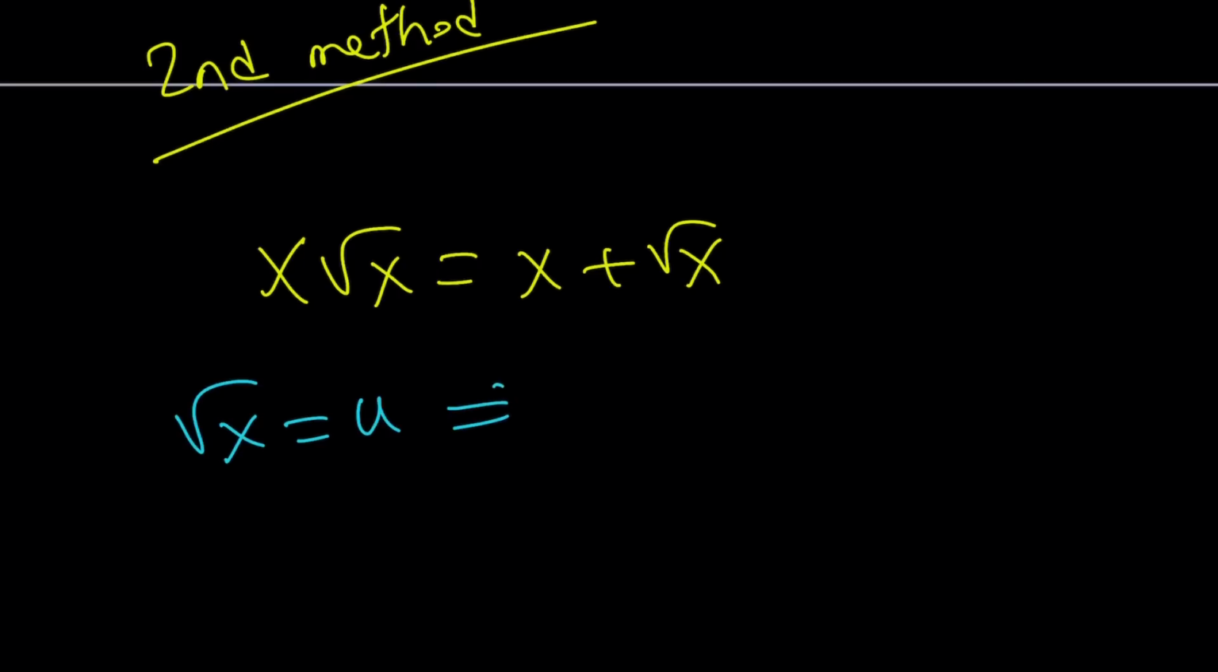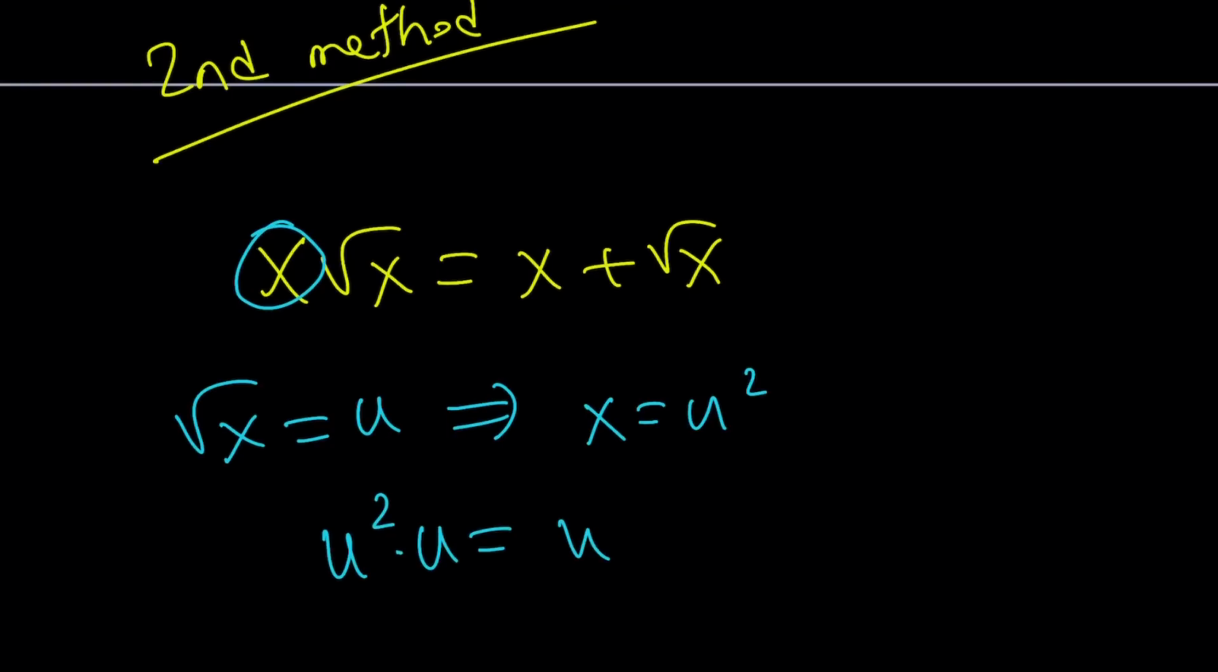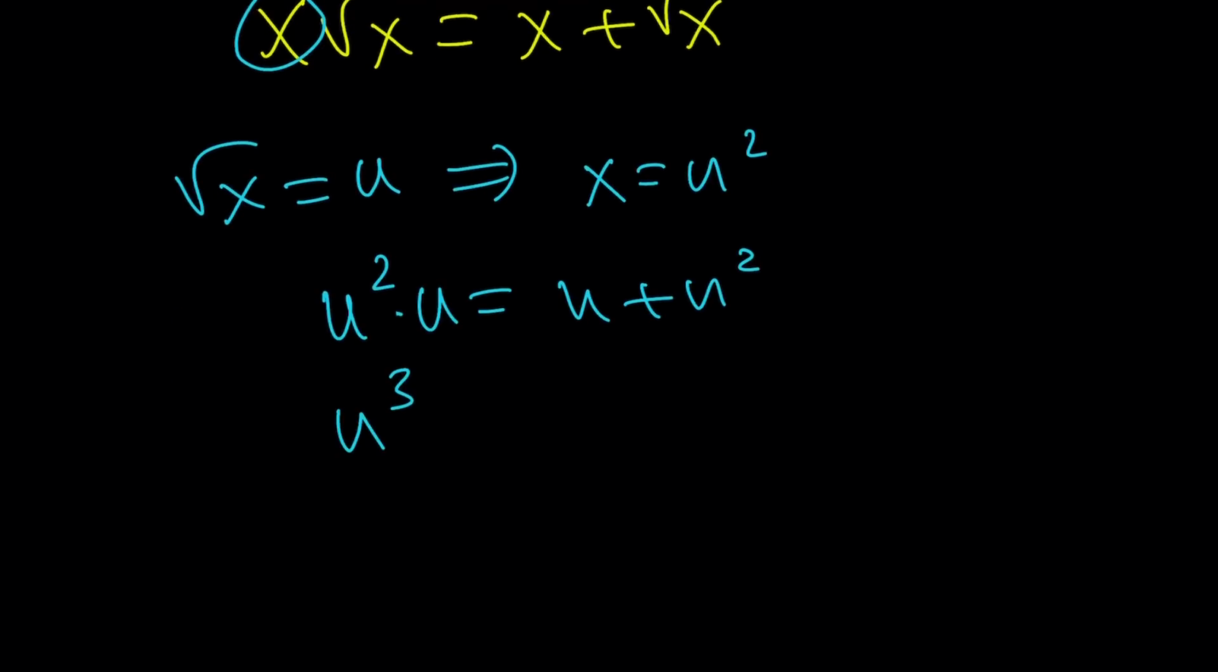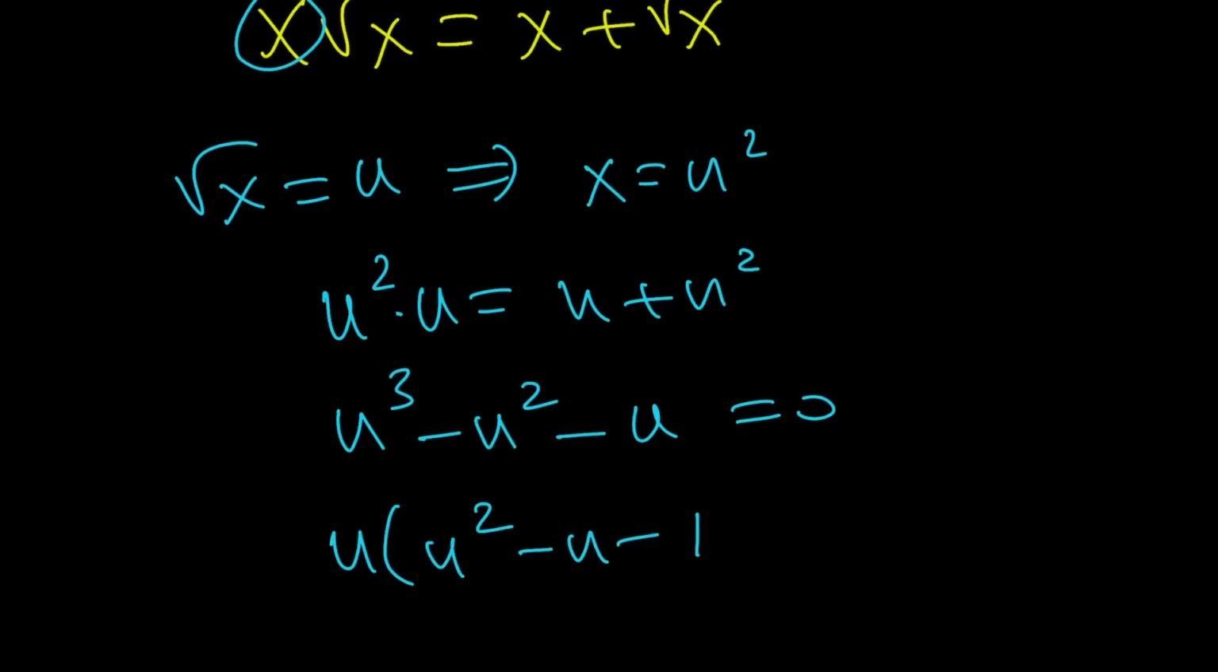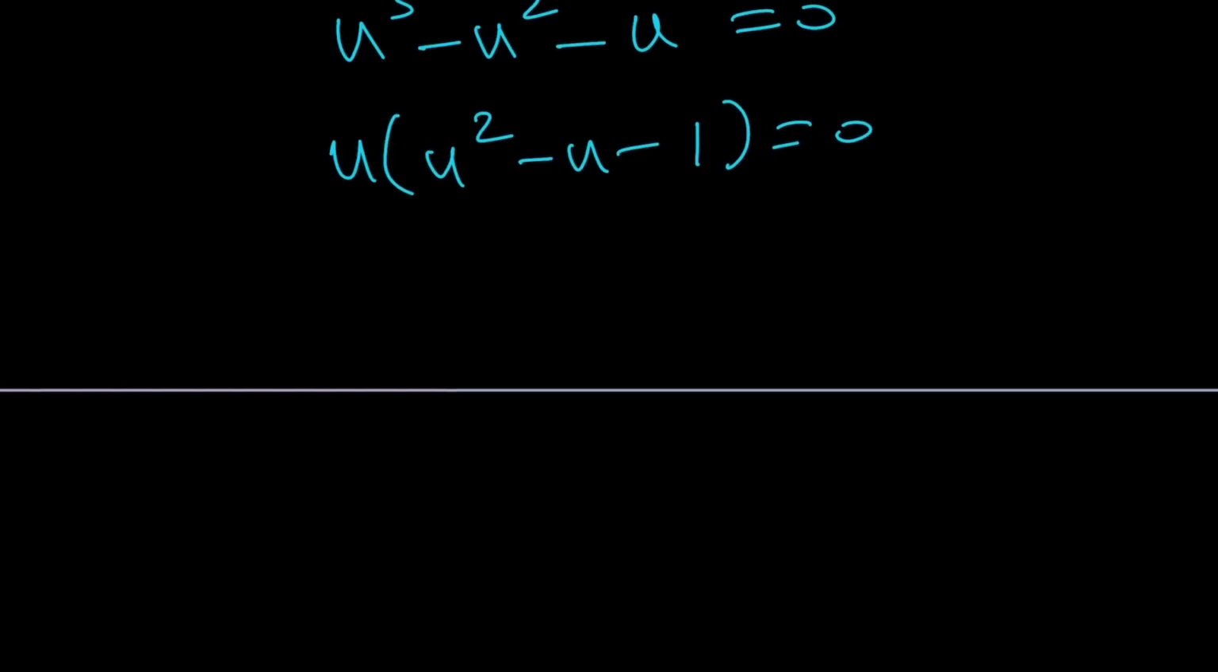This implies that x is equal to u squared, and x times square root of x obviously is going to be u squared times u equals u plus u squared, or u squared plus u, whatever. This is u cubed. Yay, this is nicer. Minus u squared minus u equals 0. Take out u. U squared minus u minus 1 equals 0. Do you smell the golden ratio? Hopefully you do. U equals 0, or u equals negative b, 1, plus minus, well, let's do the plus first.